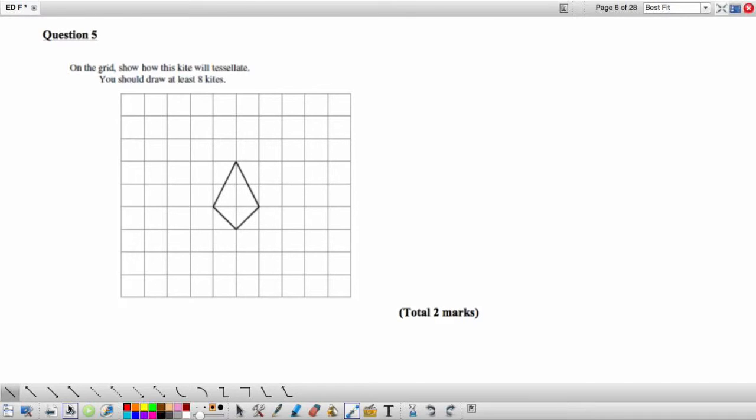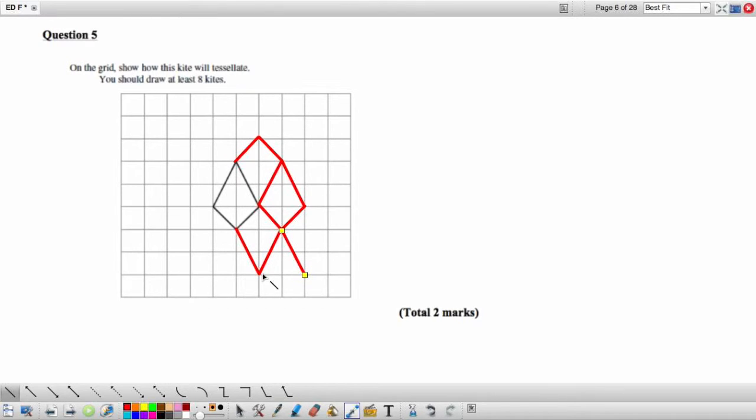Question number 5. On the grid, show how this kite will tessellate. You should draw at least 8 kites. So here we have to repeat the identical shape, and we need to make sure that these kites are connected without any spaces. So we can connect here and put a kite identical in the opposite direction. Similarly here, we can connect here and here, and we can connect down here.